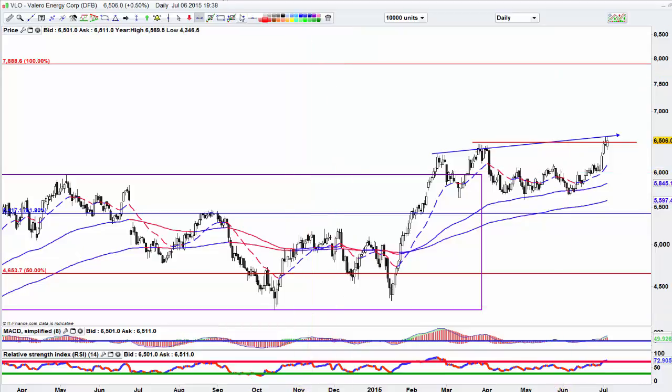But we have got some divergences up here. This MACD coincided with lower highs in the RSI and the MACD. So with a divergence like that, the risk is lower and the reward potential is there on VLO.